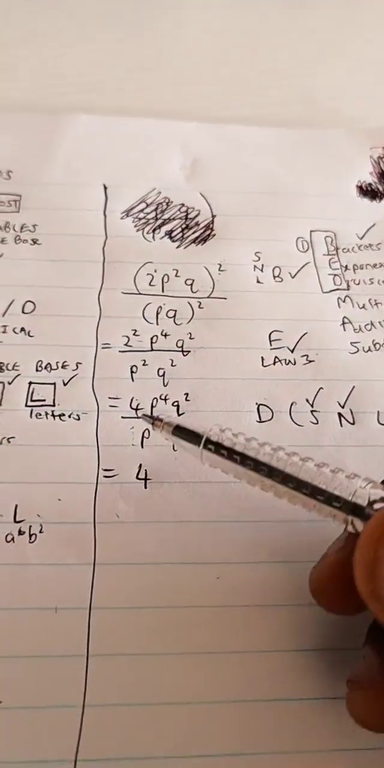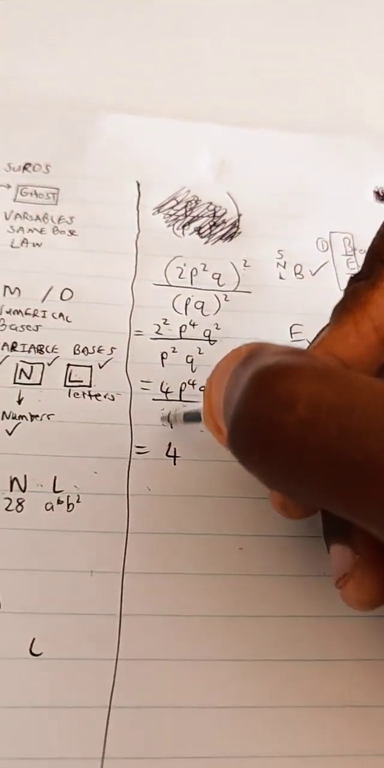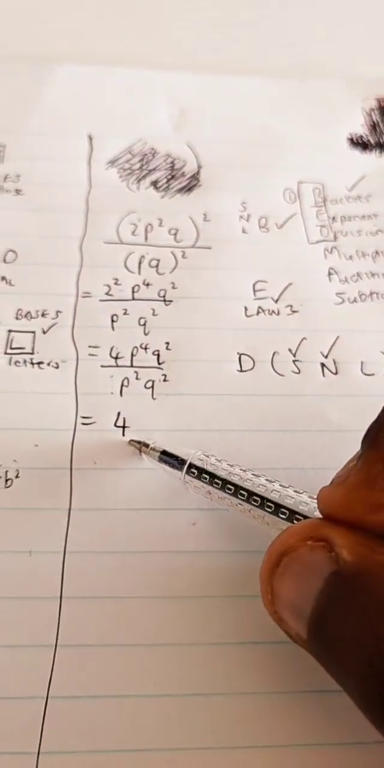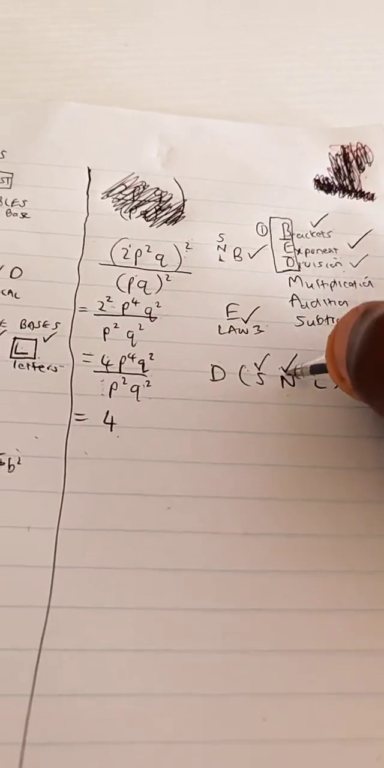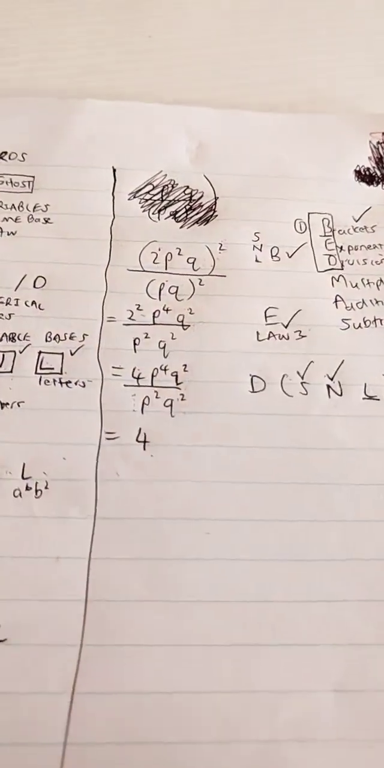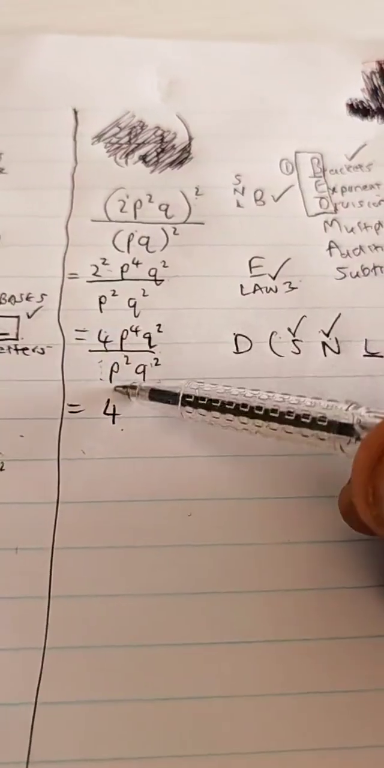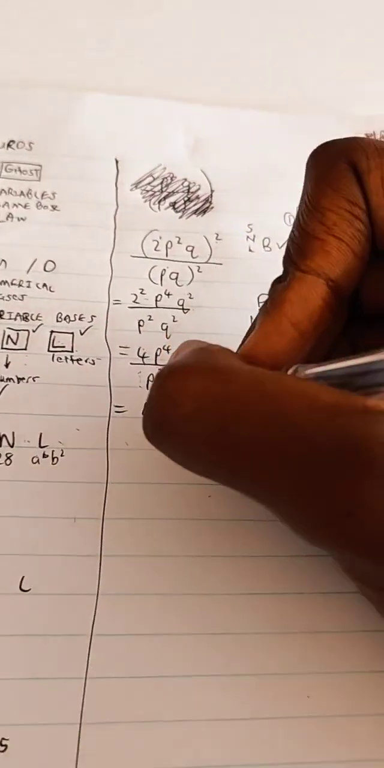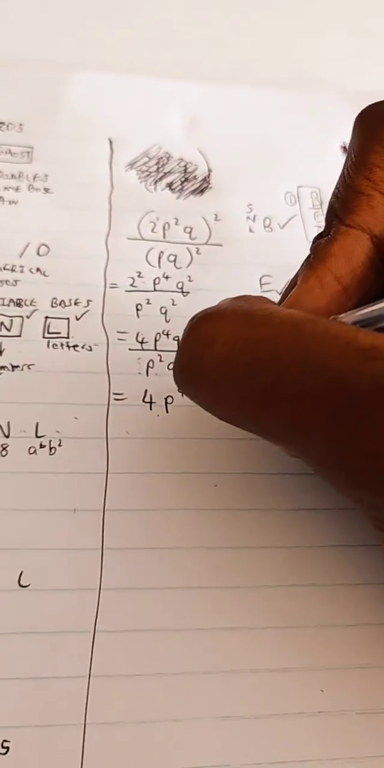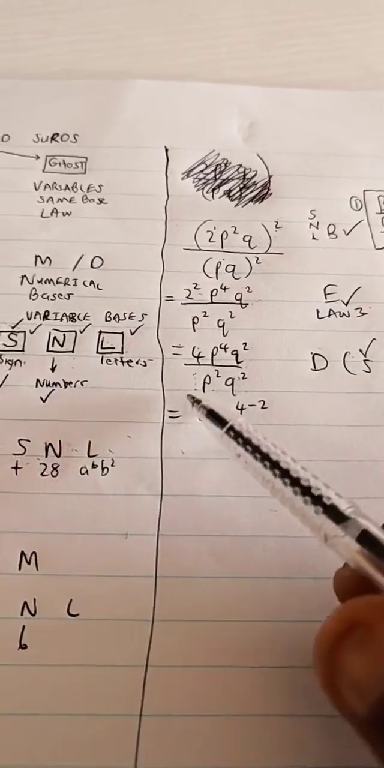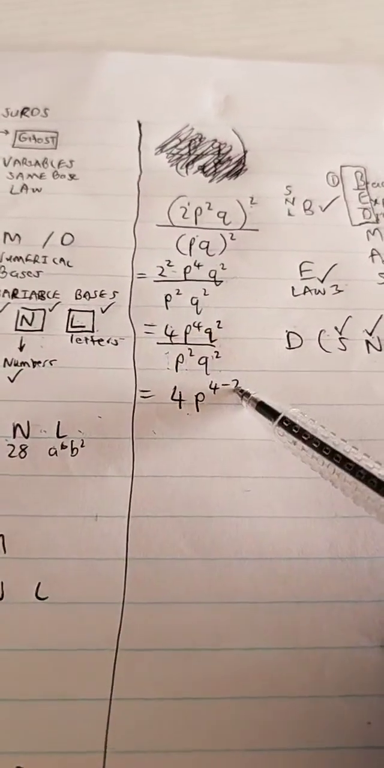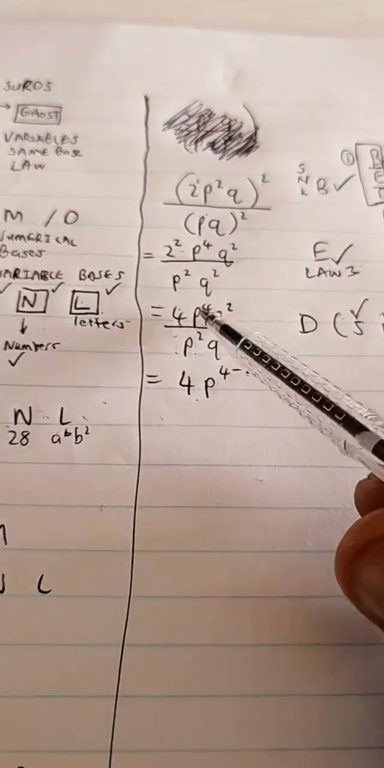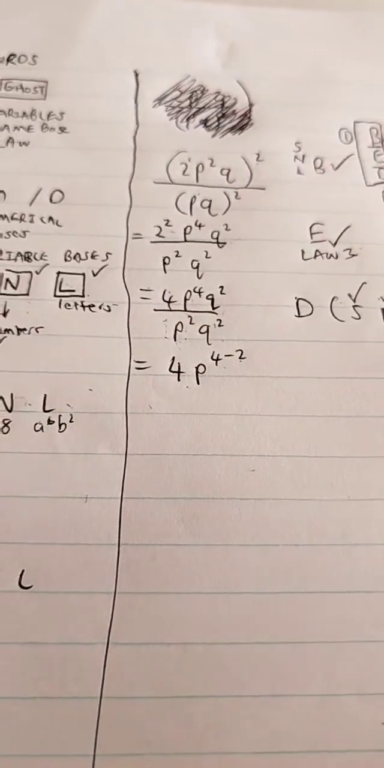Then move on to the number. 4 divided by, there's a 1 that we don't see there. What's 4 divided by 1? It is 4. The sign has been taken care of. The number has been taken care of. Now we move on to the letter. We divide same base letters, guys. What's p to the power 4 divided by p squared? P to the power 4 minus 2. When bases are the same and we are dividing, what do we do to the exponents? We subtract the exponents, my good people.